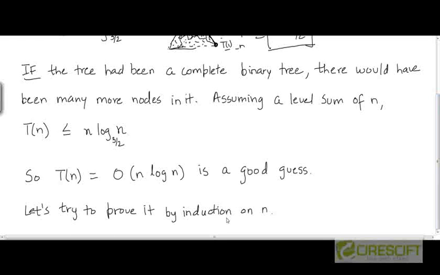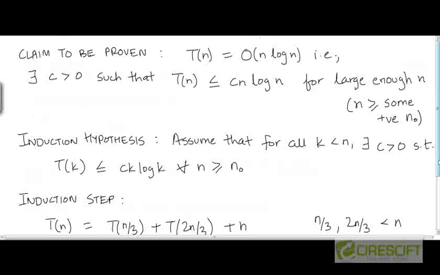And we can do that by proving this by induction on n. So after guessing that T of n will probably be big O of n log n, let's try to prove this formally by induction on n. So we'll be using the substitution method here, which is basically using induction on n to prove that T of n is in big O of n log n. So this is the claim to be proven.